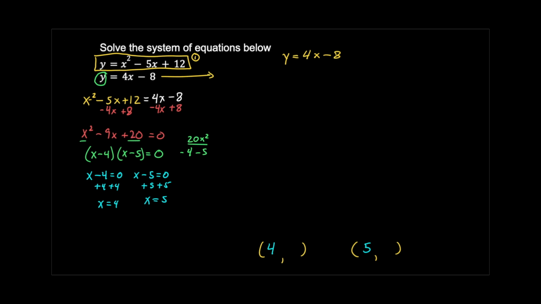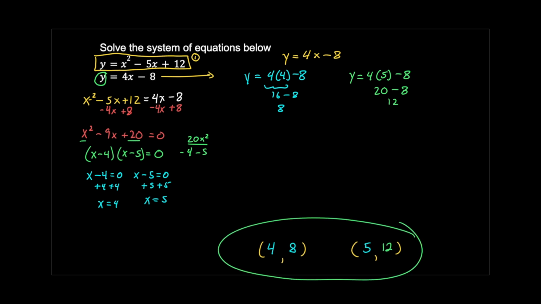So I'll replace it for the 4 first, so y equals 4 times 4 minus 8. 4 times 4 is 16, and 16 minus 8 is 8. So my y value with the 4 is going to be 8. And then I'm going to do the same thing with my value of 5. So y equals 4 times 5 minus 8. 4 times 5 is 20, and 20 minus 8 is 12. So when I plug in 5, I get 12 out. So there are my two solutions.